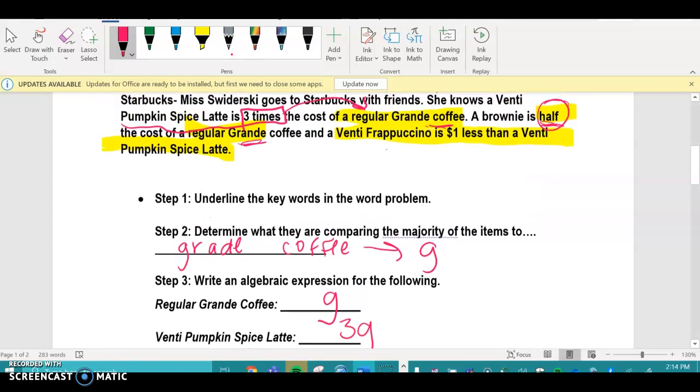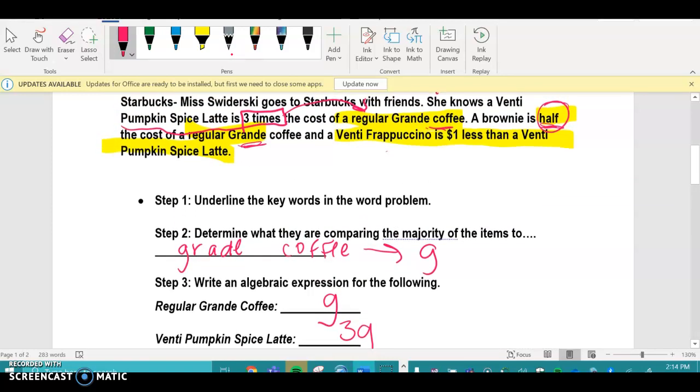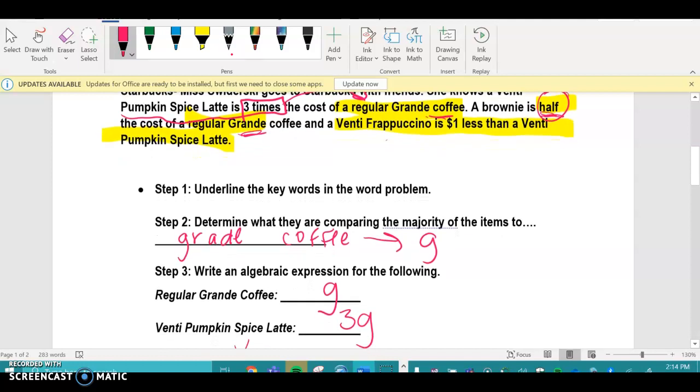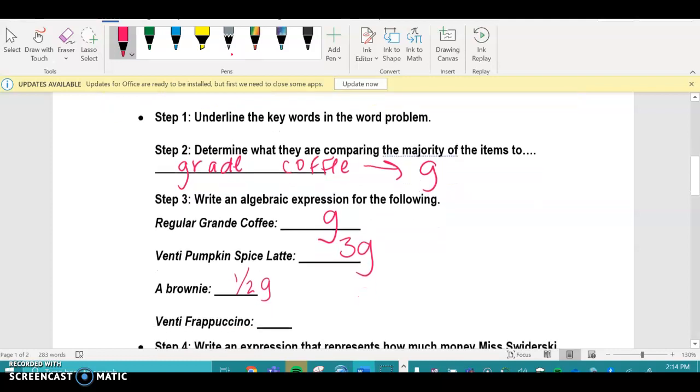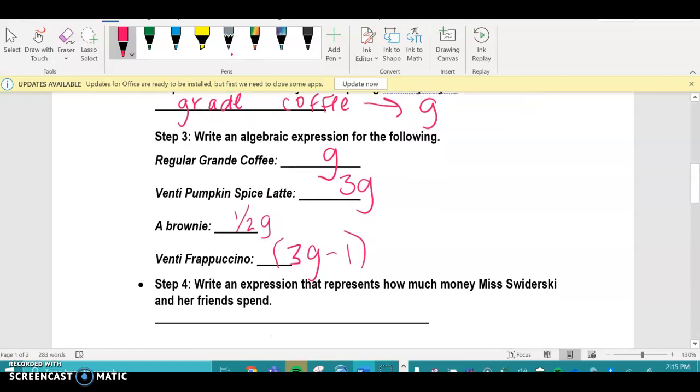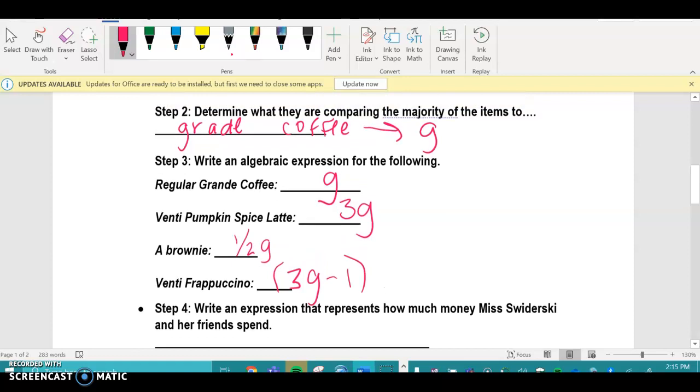What about a venti frappuccino? It says the venti frappuccino is $1 less than a venti pumpkin spice latte. Well, for this one, a venti pumpkin spice latte is 3G. I'm going to subtract 1 from that one. Notice how I left those in parentheses. It's going to be very important that we do that, and we'll talk about why here in the days to come.